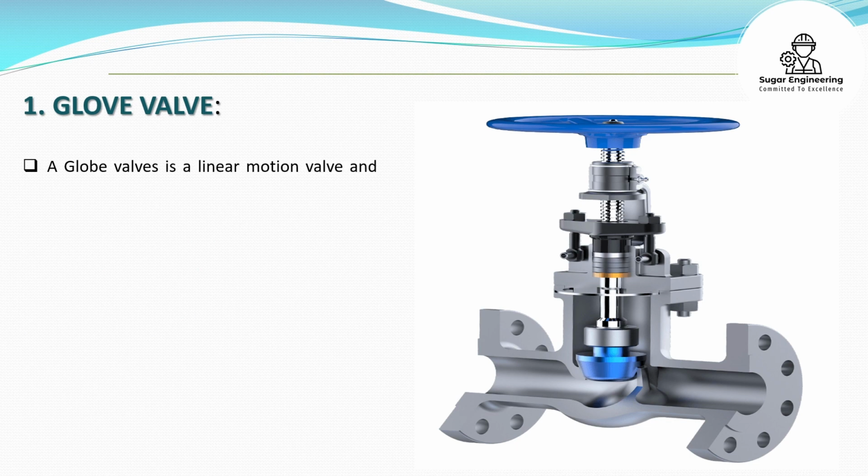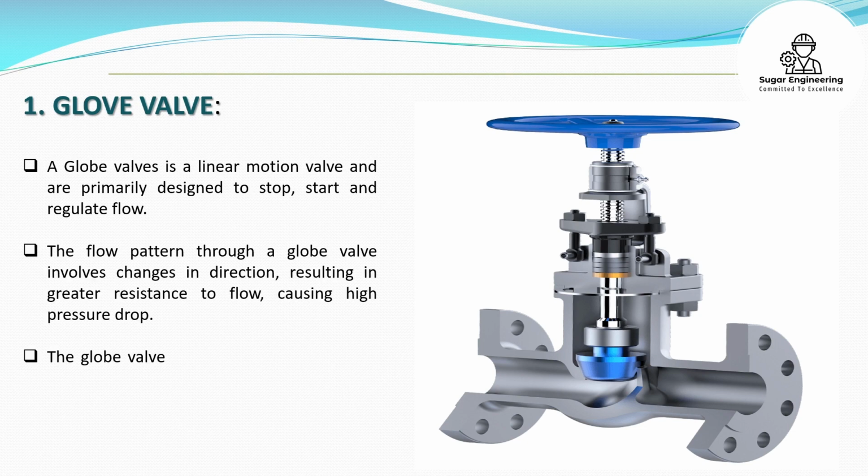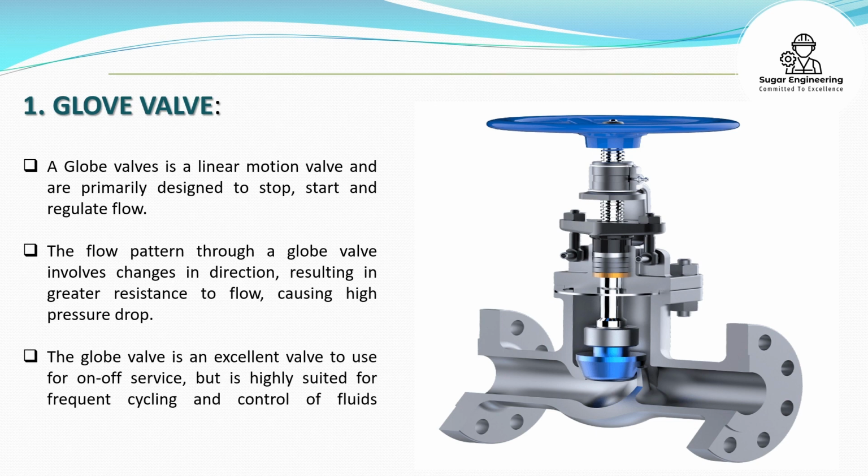One, globe valve. A globe valve is a linear motion valve and is primarily designed to stop, start, and regulate flow. The flow pattern through a globe valve involves changes in direction, resulting in greater resistance to flow, causing high pressure drop. The globe valve is an excellent valve to use for on-off service, but is highly suited for frequent cycling and control of fluids anywhere in amount or volume between the open and closed position.